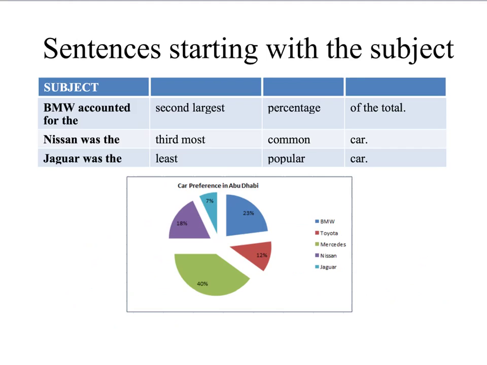There's another way to write about the pie. We can also use sentences starting with the subject. For example, BMW in the legend accounted for the second largest percentage of the total. Nissan was the 3rd most common car. Jaguar was the least popular car.